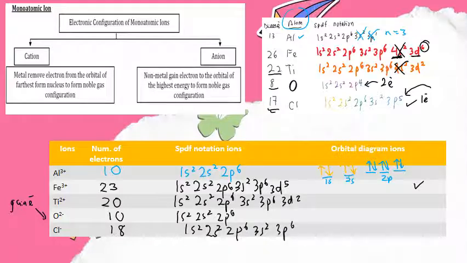Enough for the SPDF notations for these ions. Now I want you to draw the orbital diagram. I already teach you about the SPDF. You can draw the orbital diagram by yourself. So nanti you draw balik orbital diagram untuk yang ini. So ini Al3+, apa orbital diagram dia? And then Fe3+, so apa orbital diagram dia? Okay, and then this, and you draw the orbital diagram by yourself.